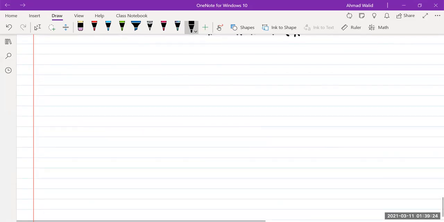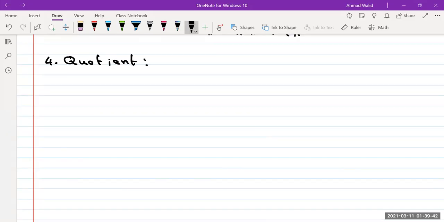Last one, number 4, quotient. If you have f over g of x, it means f of x over what? G of x. That's the rule.